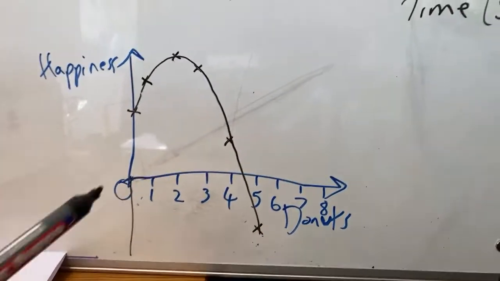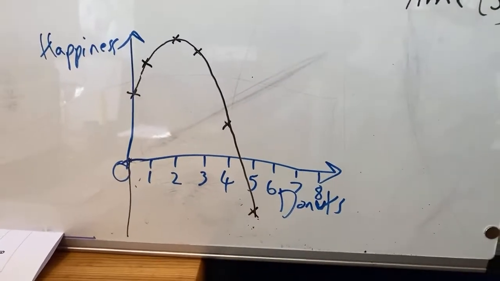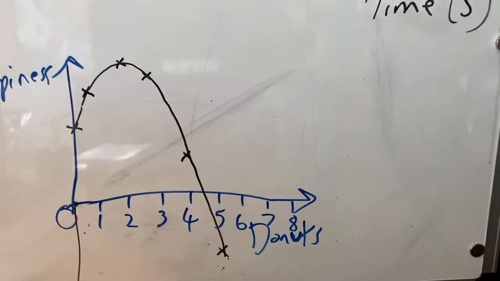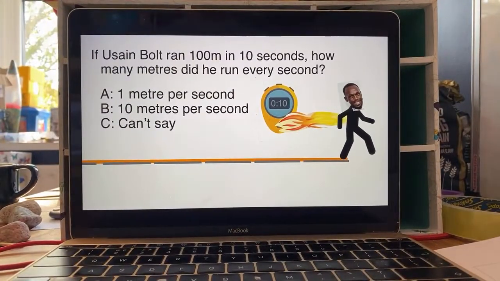So someone would be able to read this graph and maybe get quite a good idea of how I felt towards donuts, how positive a person I was, how much I liked eating things. So there you go. Yeah, graphs tell stories. Let's go back to this question about Usain Bolt.